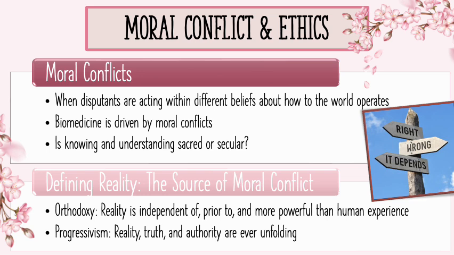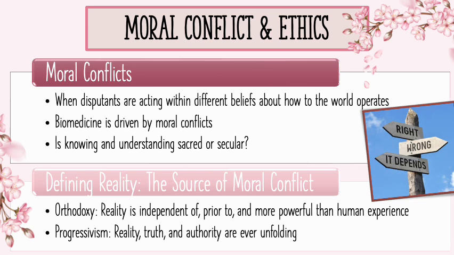They can't both possibly be true, as they represent radically different ways for making sense of life. This leads to the predicament that an action that is acceptable according to one belief system may not therefore be acceptable according to a different belief system. This clash of different belief systems is what we call moral conflict. Moral conflict occurs when disputants are acting within different beliefs about how the world operates.